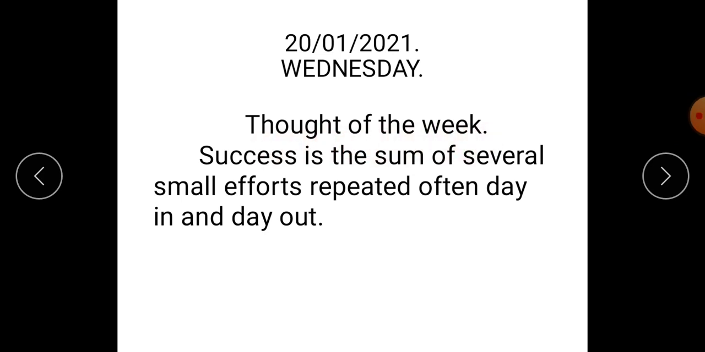Thought of the week: success is the sum of several small efforts repeated often day in and day out. I repeat, success is the sum of several small efforts repeated often day in and day out.